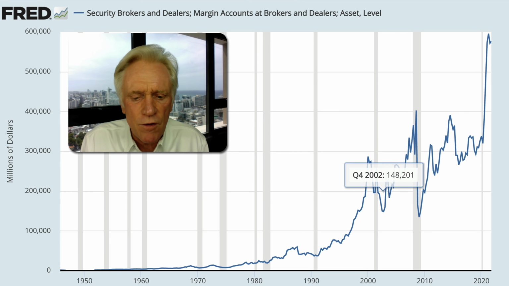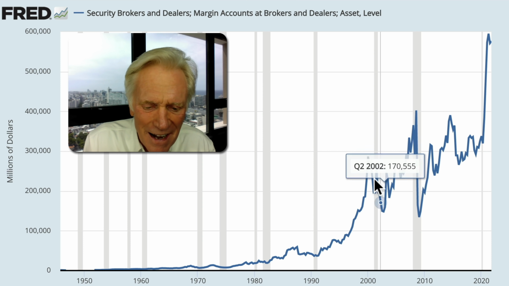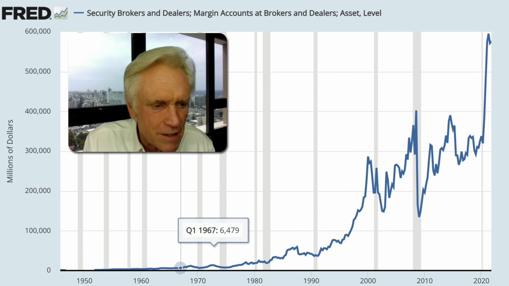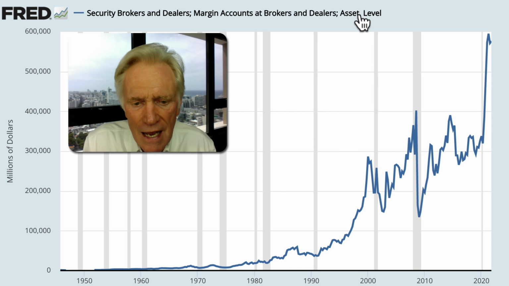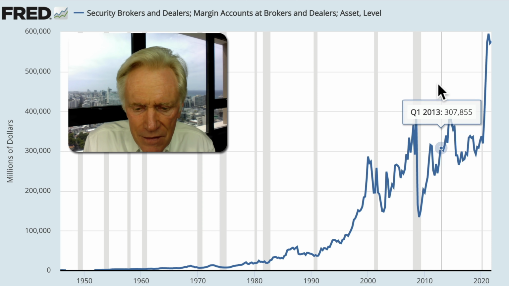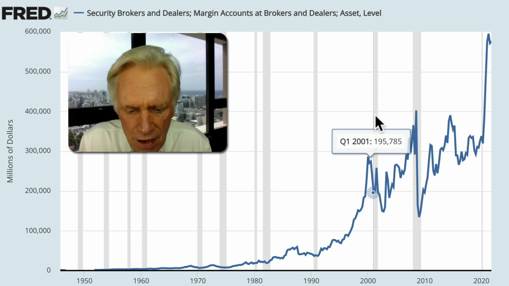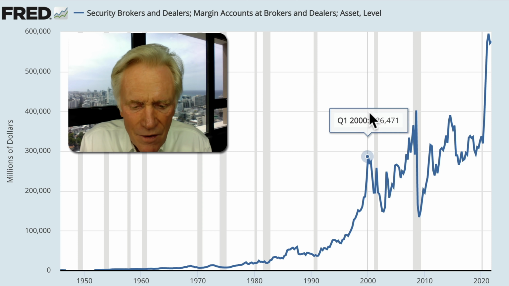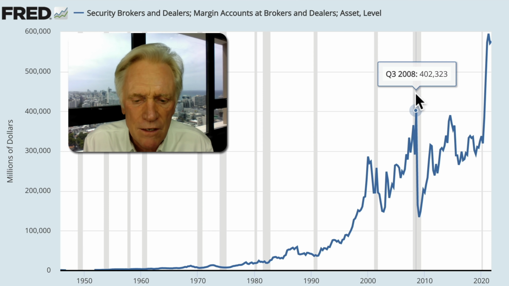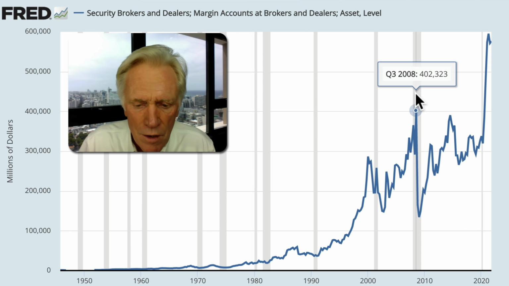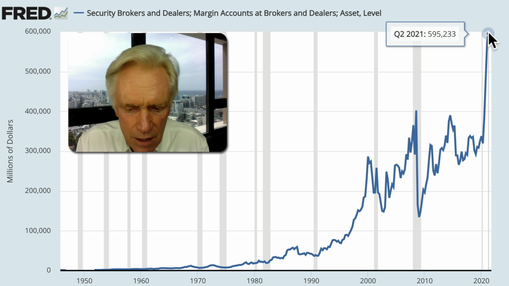But I want to go back even further to see what seems not insane. And what we see here is the Federal Reserve's security brokers and dealers margin accounts at brokers and dealers asset level. And so this is just before the NASDAQ crash here. It was extremely overvalued at less than 300 billion. And then we've got the global financial crisis of 2008. It was at 400 billion. And now we were almost at 600 billion here.